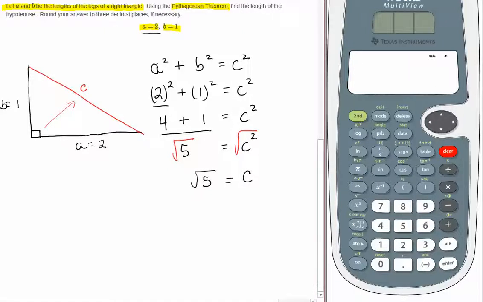Now it says here that they want the answer as a decimal rounded to 3 places. So I've got my calculator up here. You've got to figure out how to do square roots on your own calculator. On mine, it's above the square key. So I have to hit the second key and then select that key, and there's the square root. Notice it put a left parenthesis in there for me.